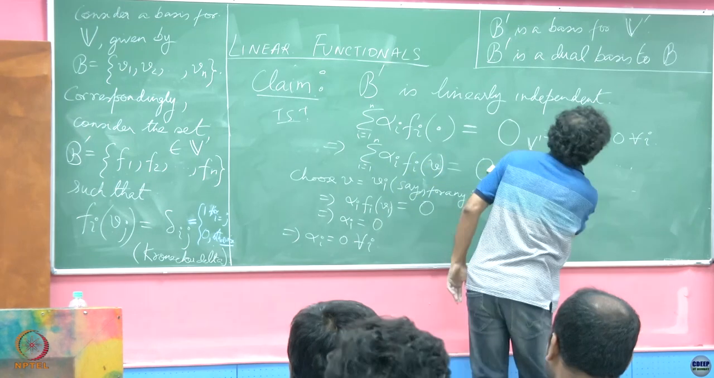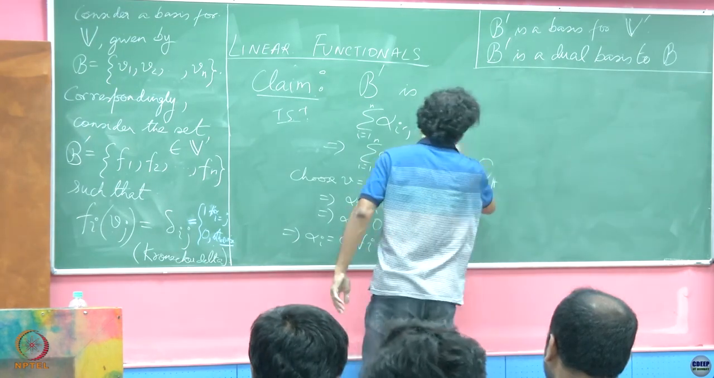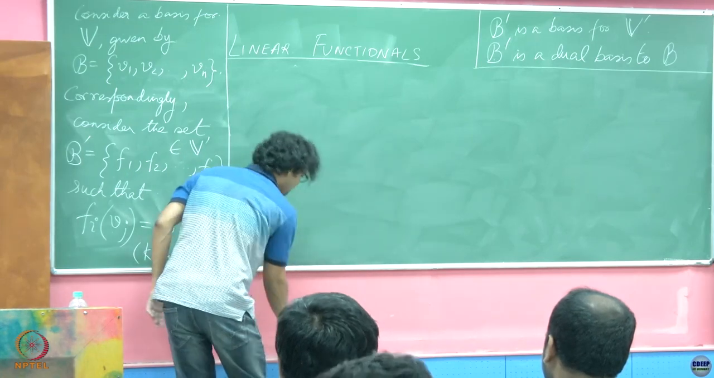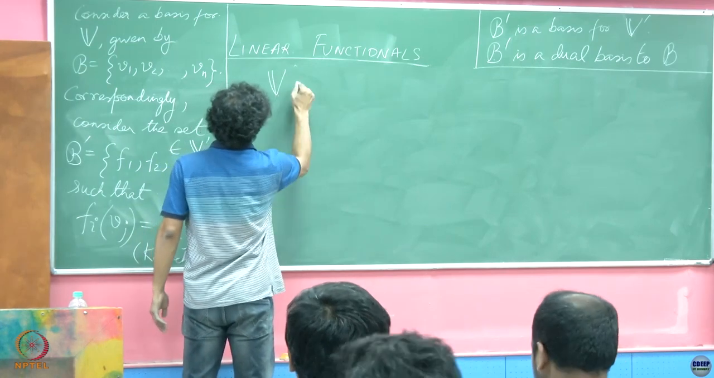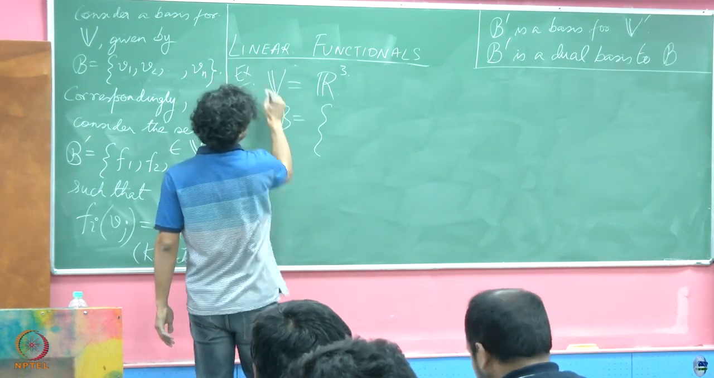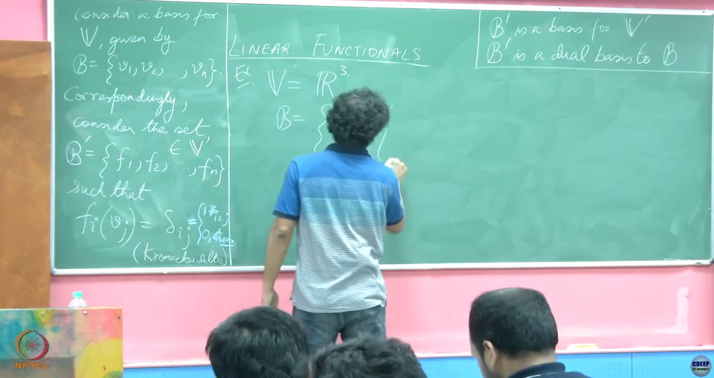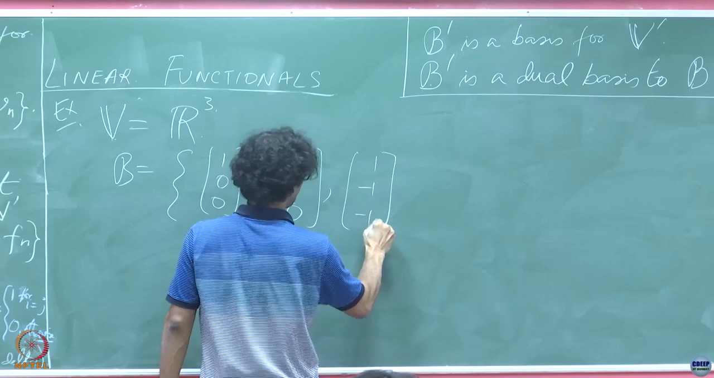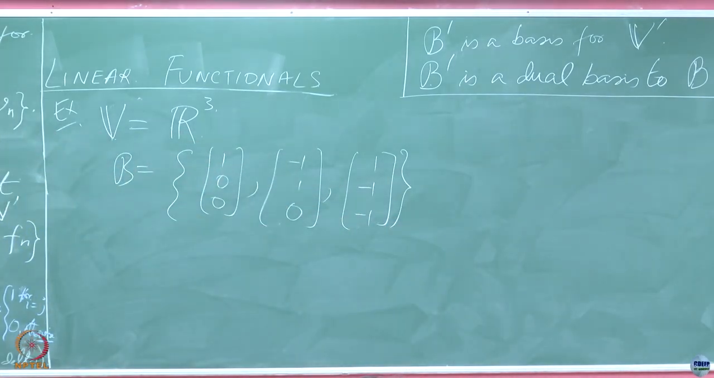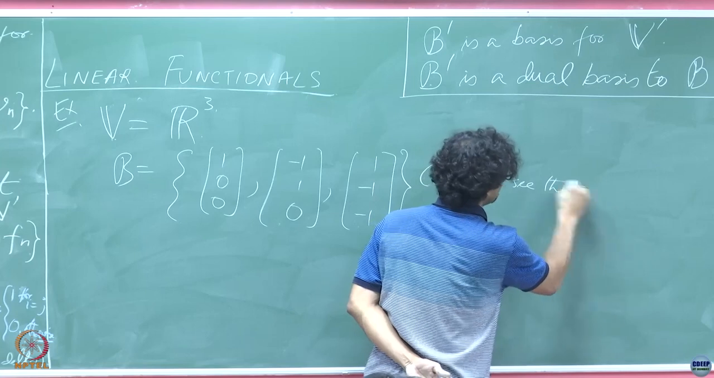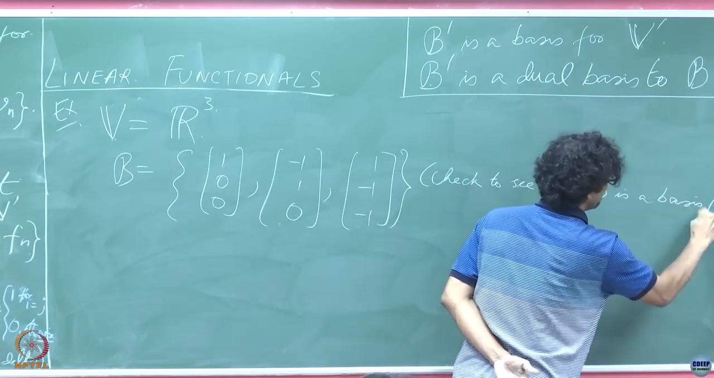So what is it that we have seen? That there is a dual basis to every basis that we can cook up in the original vector space V. So let's take the simplest example one can think of. Let's suppose V is equal to R3, and let's say B, just to illustrate the idea, is equal to (1, 0, 0), (-1, 1, 0), and (1, -1, -1). I leave it to you to check that this is indeed a linearly independent set. The cardinality is 3, so it's indeed a basis, right? So check to see that B is a basis for R3.